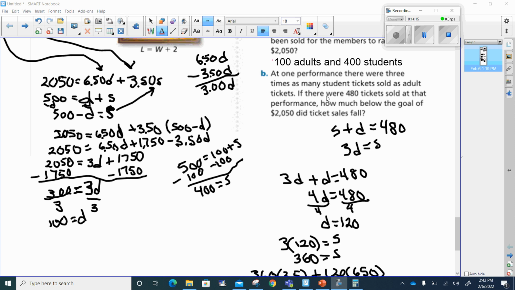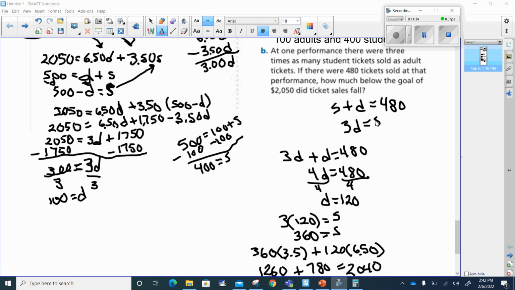Next, if there were 480 tickets sold at that performance, how much below the goal of 2050 did the ticket sales fall? So we can make 480 our total. Remember, students plus adults equal 480 people there. So now I can take, remember, S equals 3D. So I'm going to take the S here and replace it with 3D up here. So now I have 3D plus D equals 480.